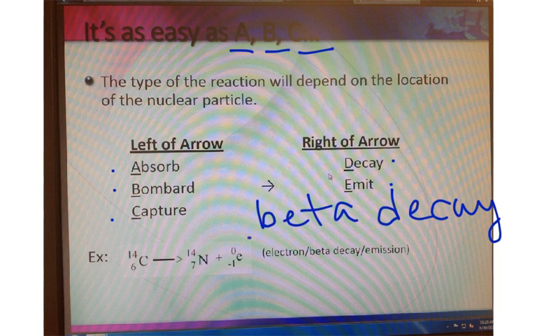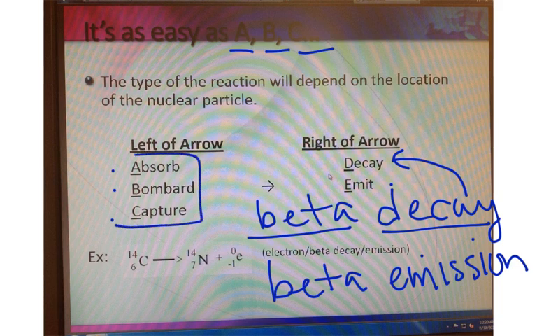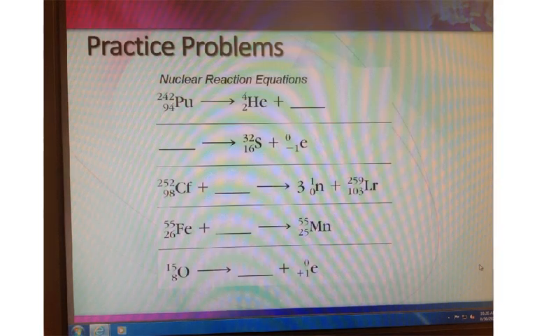What you are saying is that the beta particle is found on the, well, it's decaying, so therefore it would be the right side of the equation. Okay, so decay would be on the right side. I could easily just have said beta emission, and that too would be on the right hand side. For all intents and purposes in this class, it really doesn't matter. You can use whichever one you want. You just have to be able to identify them. So if we use the terms absorb, bombard, or capture, those particles would be on the left hand side of the arrow. Decay or emit is on the right hand side.